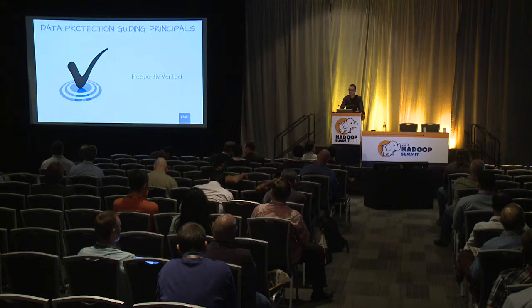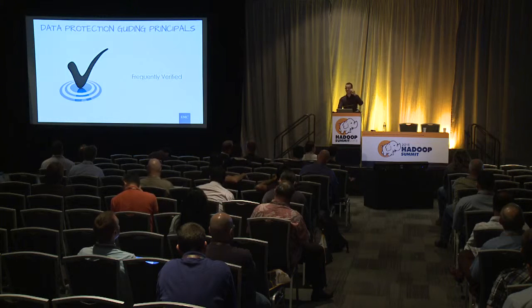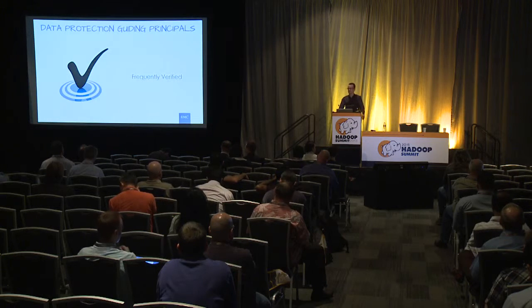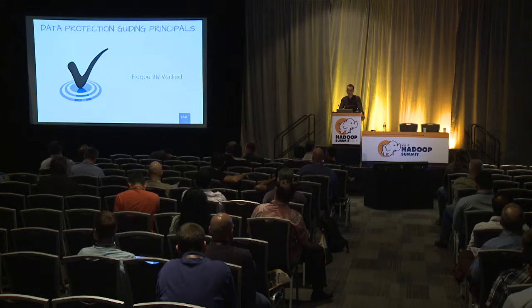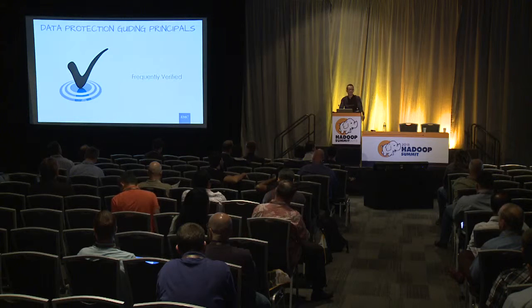The last rule is we want our protection copies to be frequently verified. Just like HDFS verifies the data on a regular basis, we don't want to assume data is written correctly or stays correct on the protection system. We need to regularly verify the data, but we actually need to do it in an automated way, otherwise it would never scale.